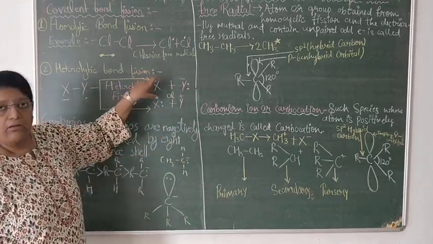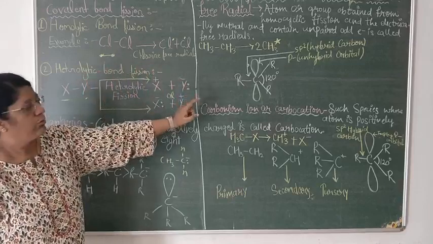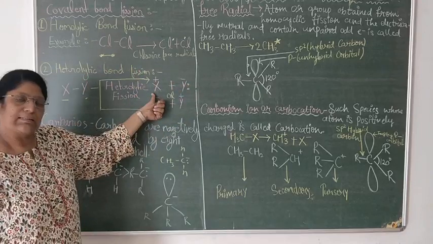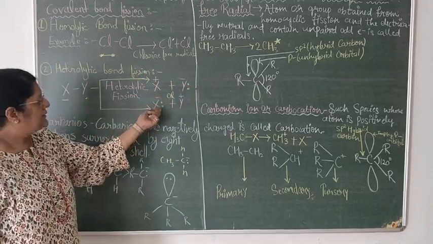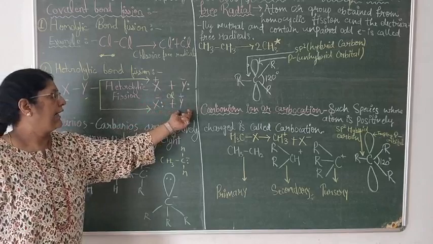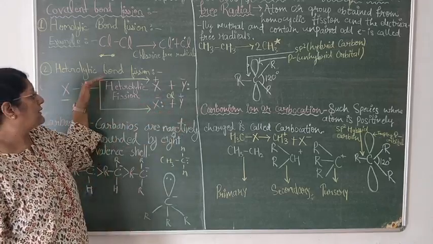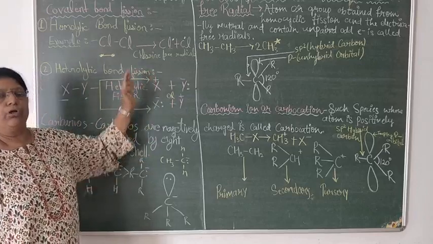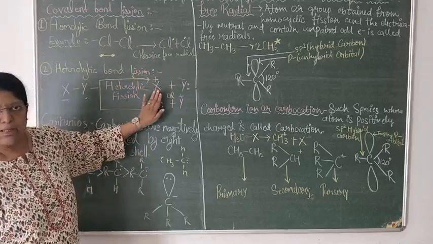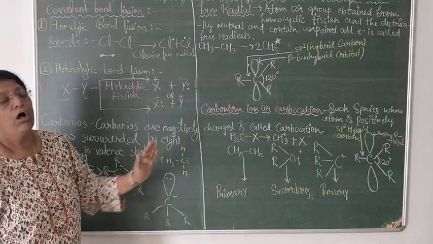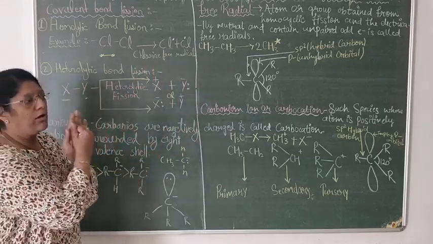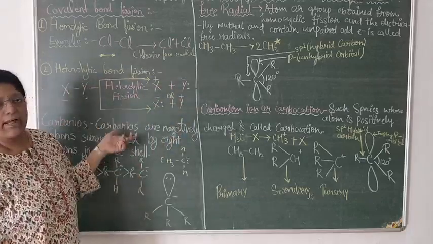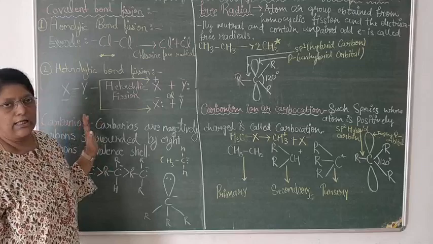So the atom towards which the pair is moving will become negative and the other atom will become positive. On the same hand, this atom will become negative and that atom will become positive, because it is heterolytic fission. So in heterolytic fission, one atom becomes positive and another becomes negative, because both the electrons of the pair move towards the electronegative element. That's why it is considered heterolytic fission.